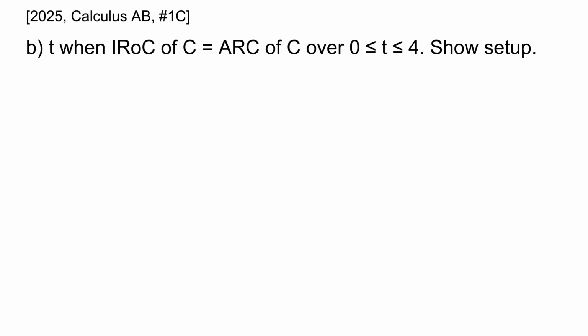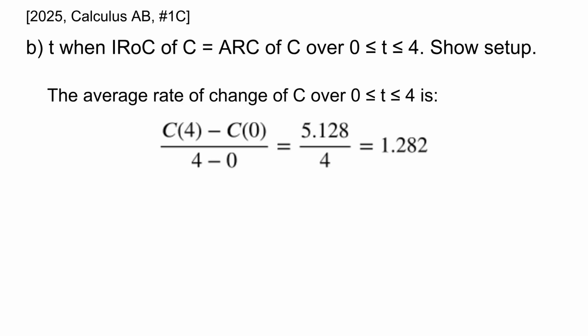In part B of this question, we are asked to find the time t when the instantaneous rate of change of c is equal to the average rate of change of c over the interval from 0 to 4, and again to show the setup for our calculations. First, we begin by calculating the average rate of change of c over the interval from 0 to 4. That's going to get us c of 4 minus c of 0 over 4 minus 0. That turns out to be 5.128 all over 4, which is 1.282.